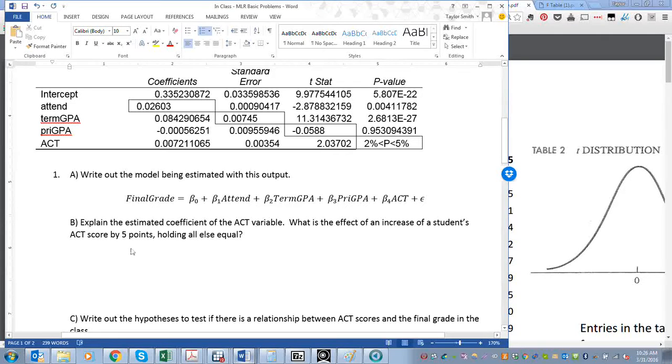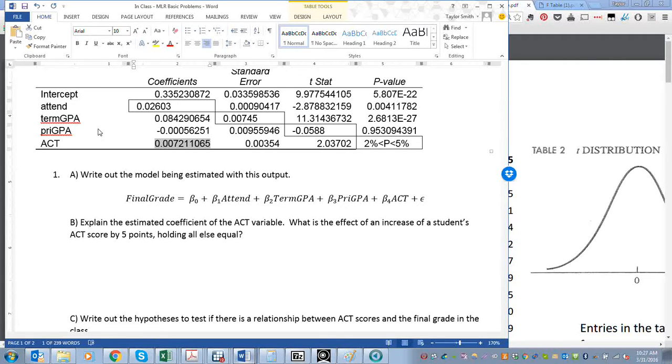All right, so part B. Explain the estimated coefficient of the ACT variable. Let's stop there. Let's just do that part first. So the estimated coefficient of the ACT variable is found under the coefficient column and then in the row for the ACT variable. So that is that 0.007211065 number. Okay. So we need to explain what that number actually means. And it helps to remember, and this is what I was talking about in class yesterday, it helps to think about that number as a slope.